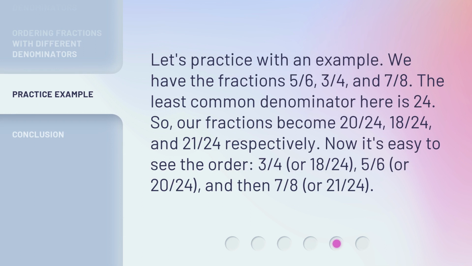Let's practice with an example. We have the fractions 5/6, 3/4, and 7/8. The least common denominator here is 24. So, our fractions become 20/24, 18/24, and 21/24 respectively. Now it's easy to see the order: 3/4, or 18/24, 5/6, or 20/24, and then 7/8, or 21/24.